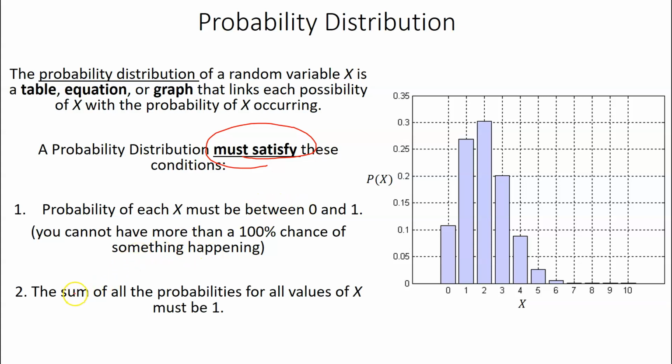The second thing, the sum of all the probabilities must add up to 1, must be 100%. So if this is actually a probability distribution, you'd have to add up all of these, which of course we can't do on the graph because I can't necessarily read exactly what each one is. But if you have the numbers, you can add them up. If they don't add up to 1, which again represents 100%, then it doesn't qualify as a probability distribution.